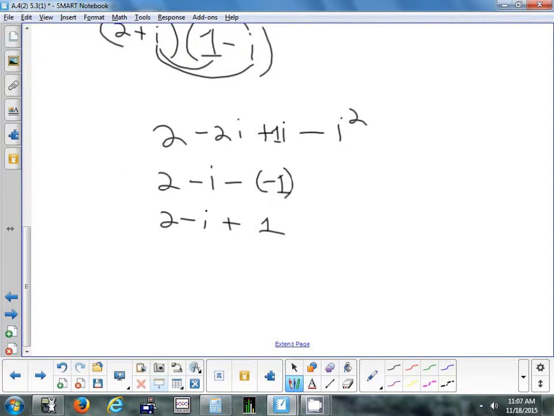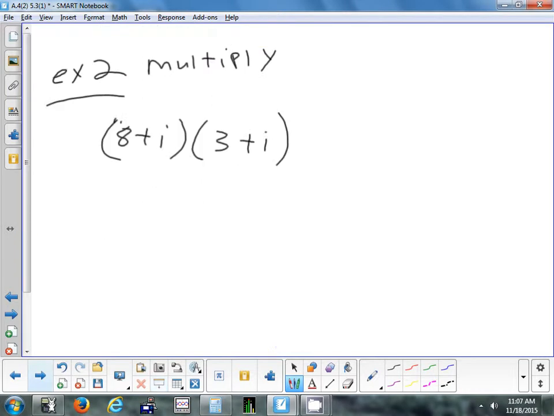Right, now we can combine that with the 2. What's 2 plus 1? 3 minus A. Okay, that's how you multiply complex numbers. Any questions on that? That's it. That's how you multiply. All right, let's try one more.